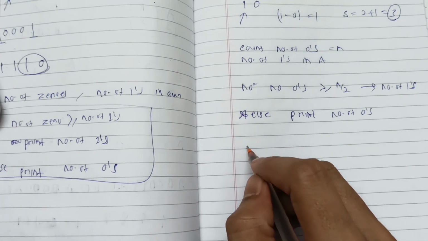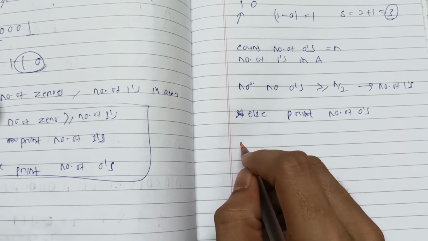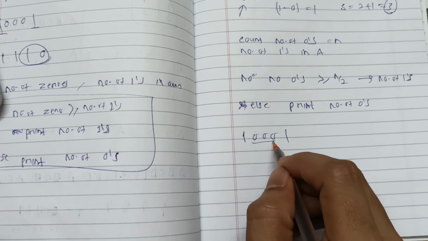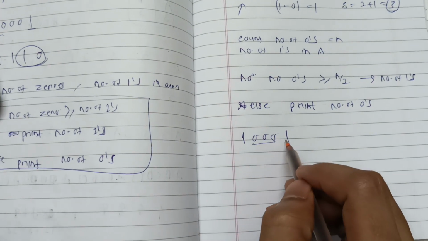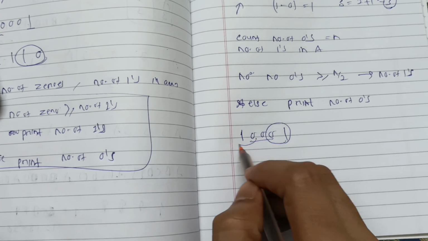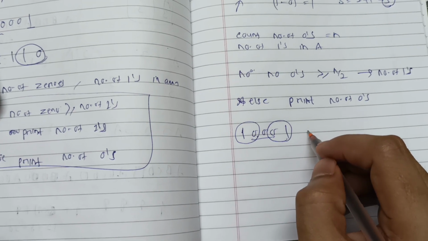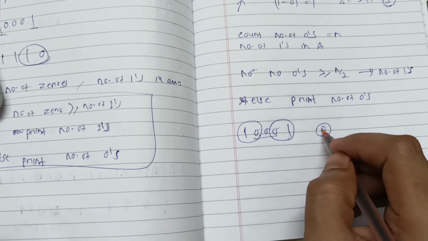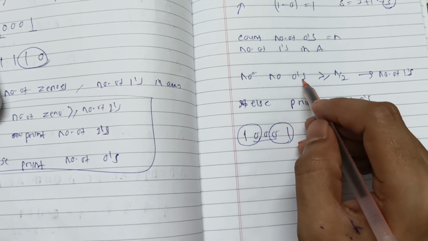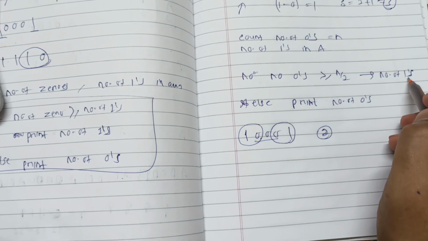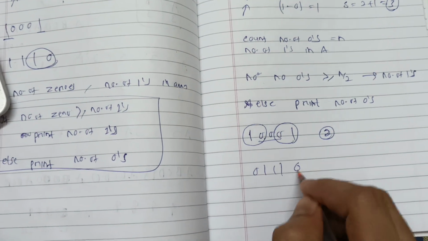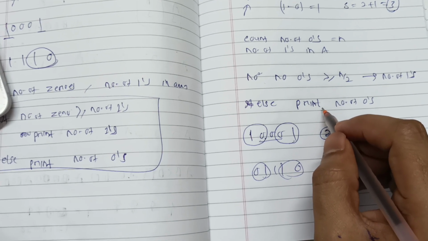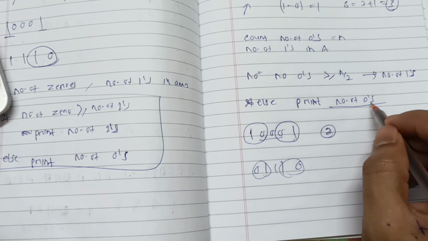because if you have an array like 1 0 0 0 1, here the number of 0 is more than n by 2, but in this case you can increase your score by 2. So in case of zeros more than n by 2, you have to print the number of ones. In case of 0 1 1 1 0, if the number of 1 is more than n by 2, simply you print the number of zeros.